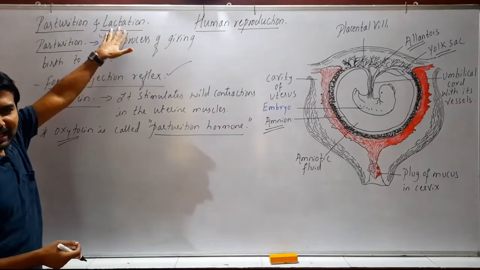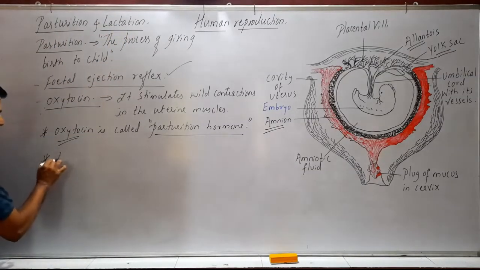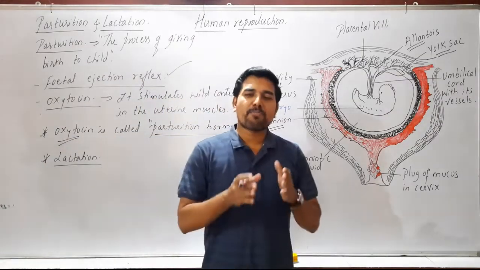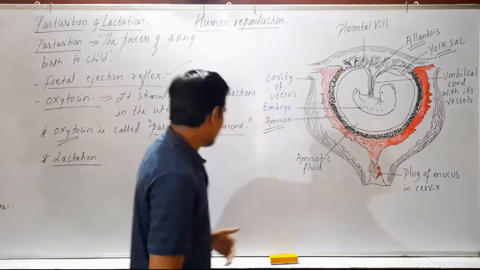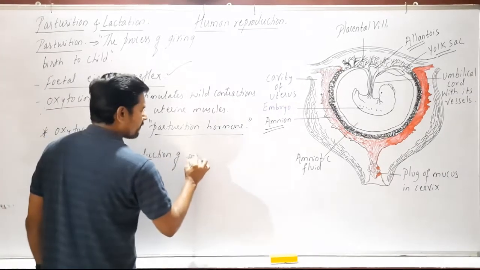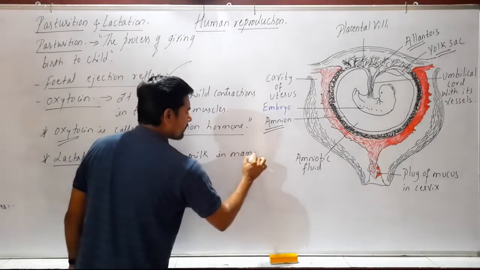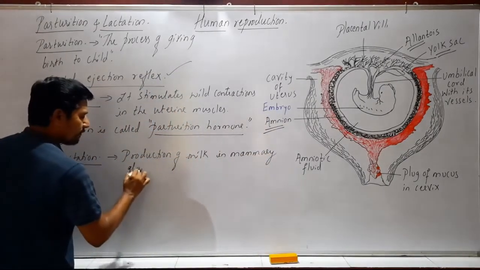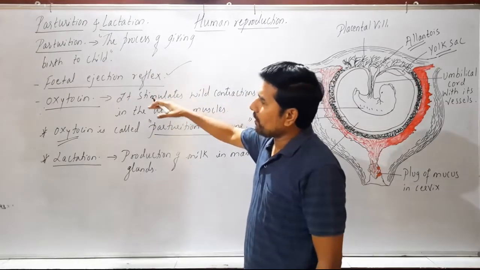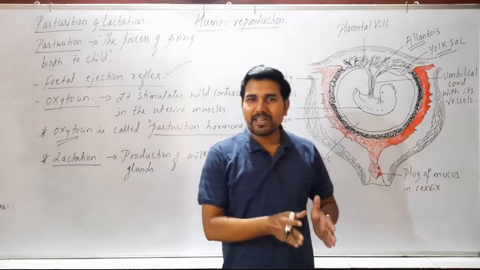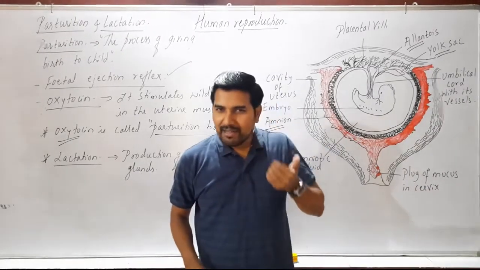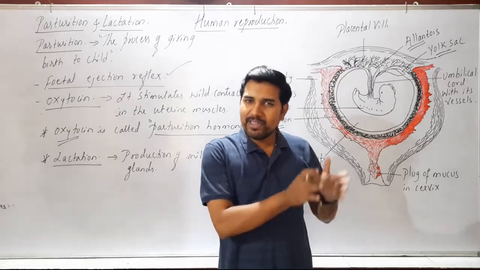After parturition, there is lactation. Now let's see what lactation is. Lactation is the process of production of milk in the mammary glands of the females. This is what is termed as lactation, or we call it the milking period. After the delivery of the baby, the young one has to be nourished through the mother's milk, and that process is called lactation.